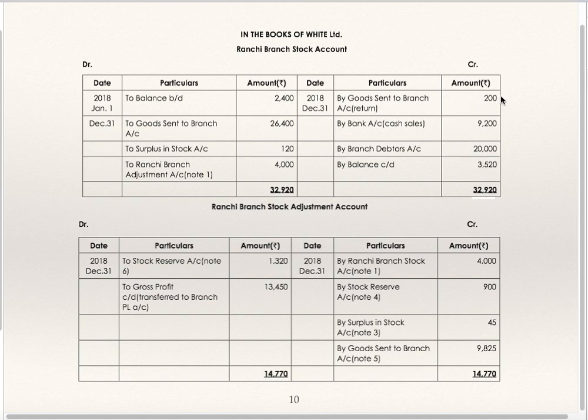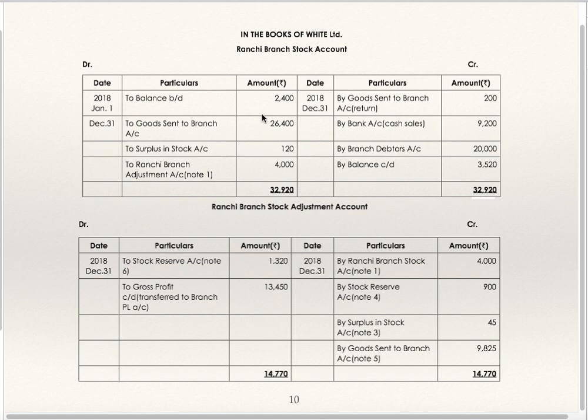By goods sent to branch account return 200. This is received from head office, this is returned to head office. So net amount is 26,400 minus 200 is 26,200. Loading on that, 26,200 into 37.5% will be loading 9825. By goods sent to branch account 9825.